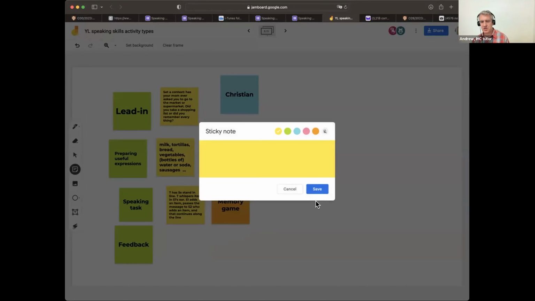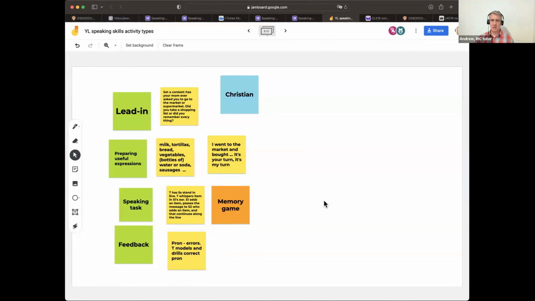Any ideas what the feedback could be? The feedback could be with the pronunciation. If they make a mistake, the teacher says the word and the student repeats after him. Team models and drills. Correct word. Correct, wrong. Yeah, I think that would work, wouldn't it?